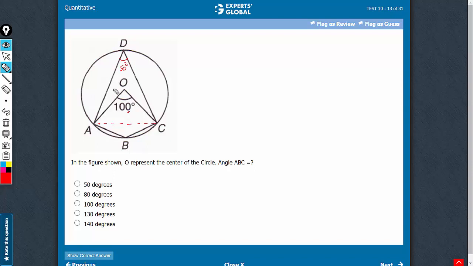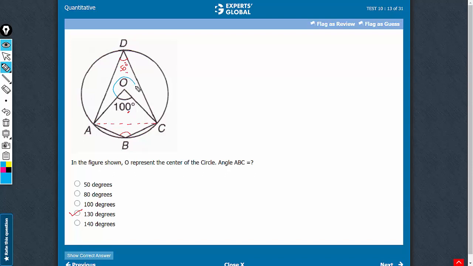And now see, DABC is a cyclic quadrilateral. All the four vertices DABC of this quadrilateral lie on the circle, and therefore the sum of any two diagonally opposite angles is going to be 180 degrees. And therefore, if this angle is 50 here, this angle must be 180 minus 50, 130 degrees. That's the correct answer.